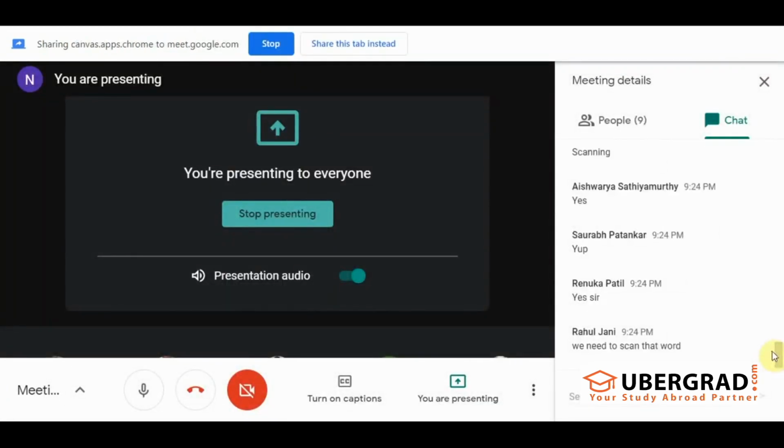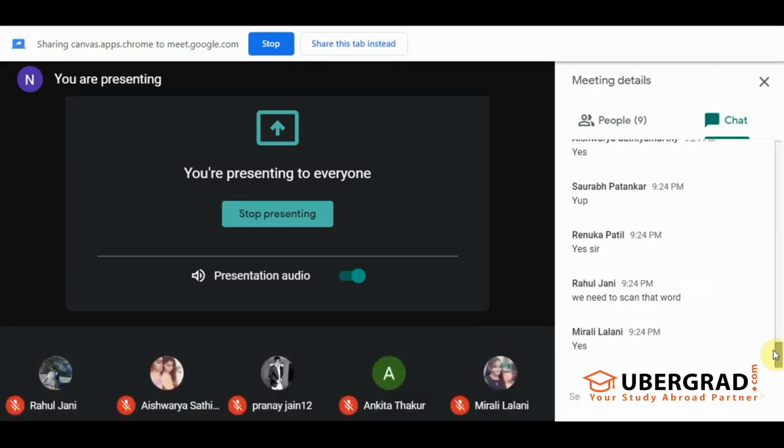So we'll take these keywords. Yes, we need to scan that word and see what information is given regarding it. Like, what is this passage saying about this particular word? Then we'll come back and try to match that word with the list of information that is given to us, like this is written according to.